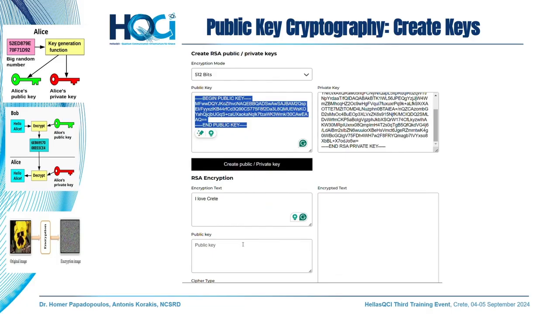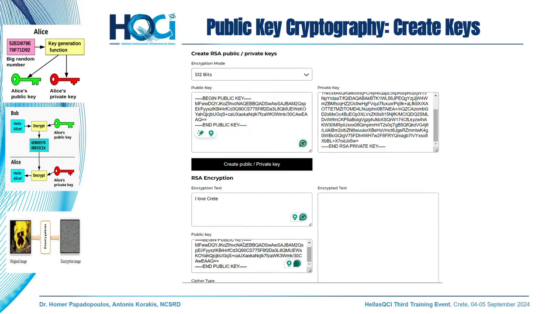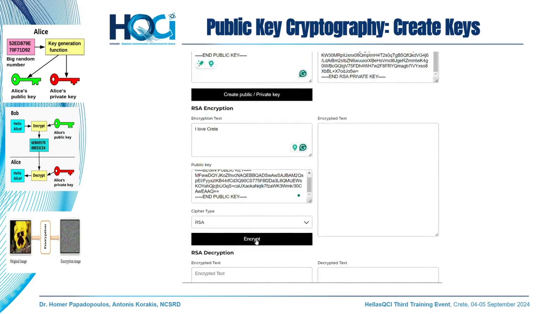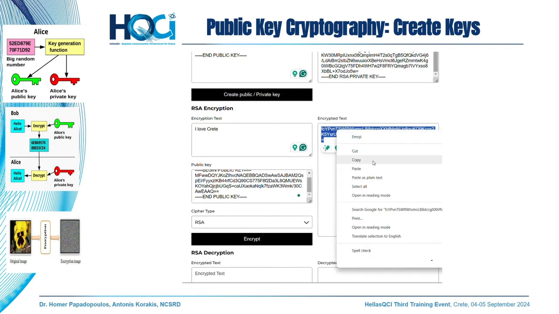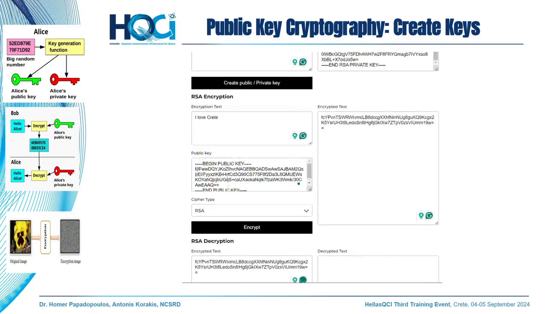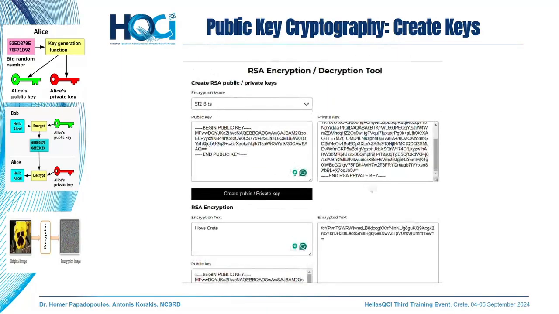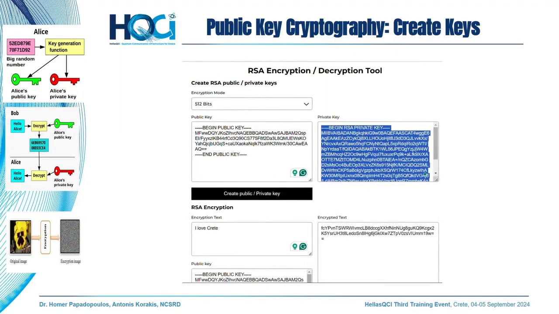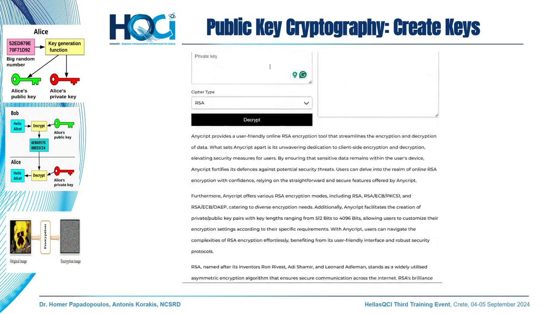Okay, I copy it, I put it there, I do the encryption. This is the encrypted one. I send it through email, for example, or through an application. Bob gets that and has to decrypt it. How? He gets his private key. It's private, he has it there. He puts it there, and we expect to see "I love crypt" here.